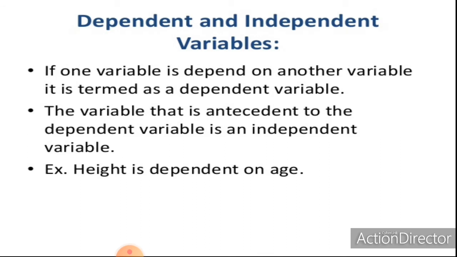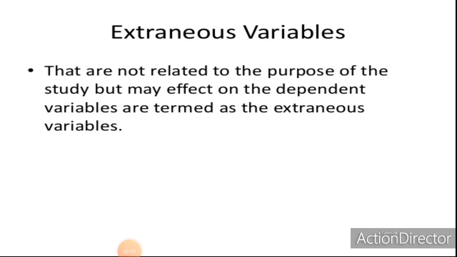Dependent variable means if one variable depends upon another variable, it is termed as dependent variable. The variable that is a predecessor to the dependent variable is termed as independent variable. For example, height depends upon age. Here height is a dependent variable and age is the independent variable. Likewise, sales and demand are the dependent and independent variable.